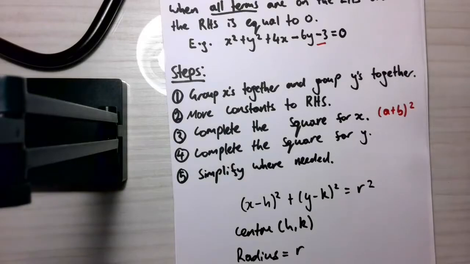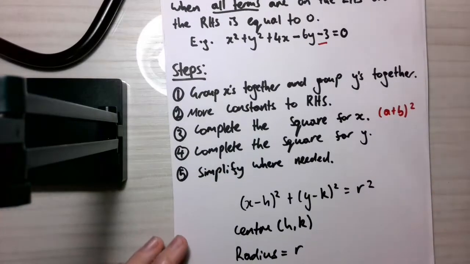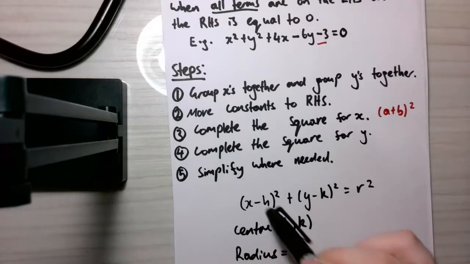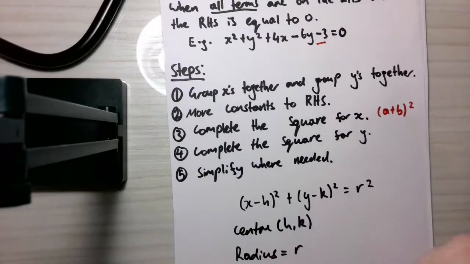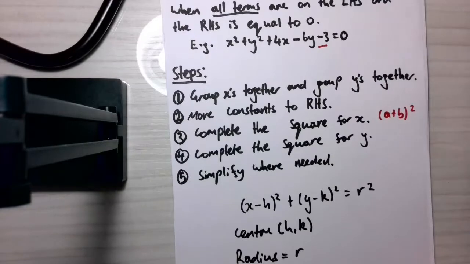That would be a moment where I would tell you to heed my words, to make sure that you avoid that mistake. The other heed-my-words moment is to make sure that you're doing the opposites for the center, the opposites of whatever is in the bracket. So if they're negative, you put a positive in. If they're positive, you put a negative in. Just be careful with that as we go through it today.